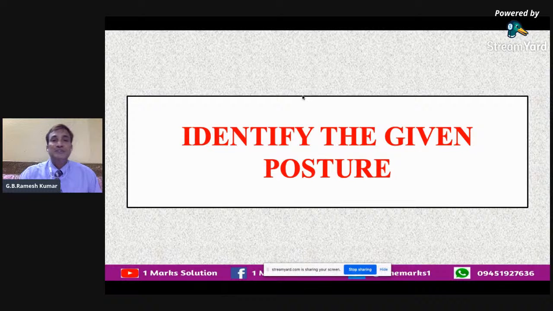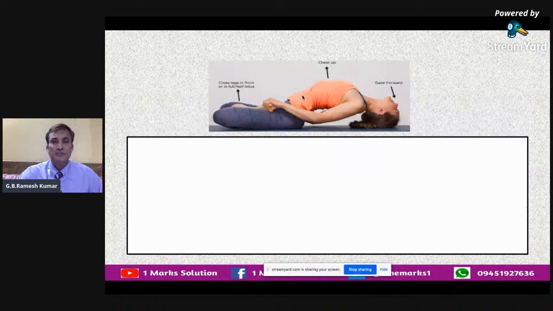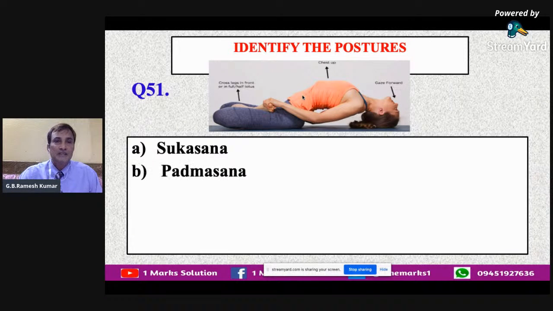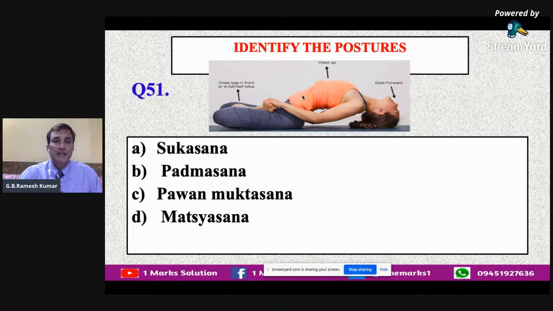Identify the given postures. In your question paper, they are giving some asanas, so you need to find out which asana it is. We will be looking at some asanas or postures. You need to identify the posture. Now you can see here Sukhasana, Padmasana, Pavanmuktasana, and Matsyasana.